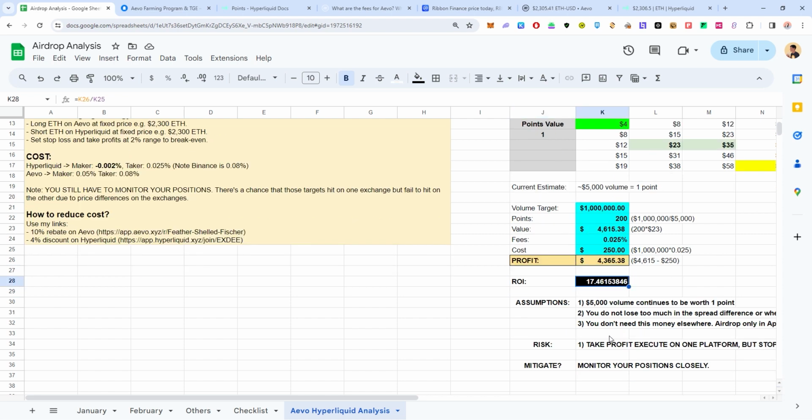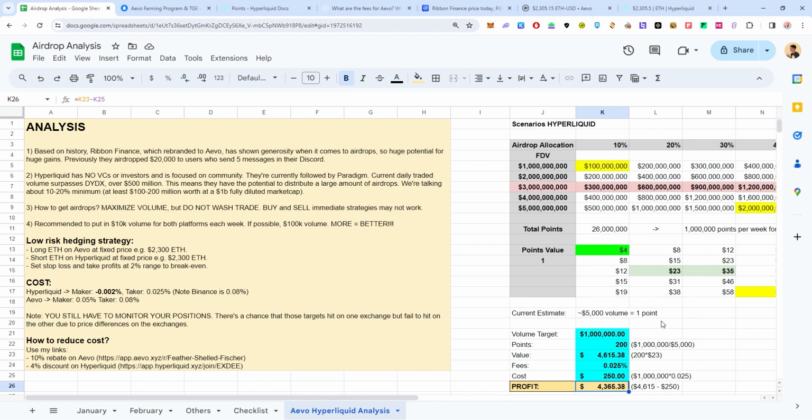So what's your ROI, your return? Very simple to do this calculation. Just take your profit divided by your cost. Profit divided by cost equals ROI. So your ROI is 17.46. So if you spend 250 on this platform, your return is 17 times. You're getting $4,000.